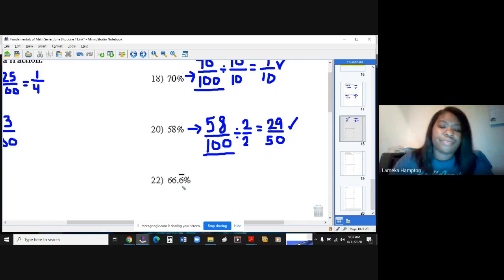Now, what I have here is 66 and 0.6%. 66 on this side is my whole number. This 6 is represented as a decimal. So if I were to, and let me go ahead and write that. A whole number. And then this number, the third 6, represents a decimal.